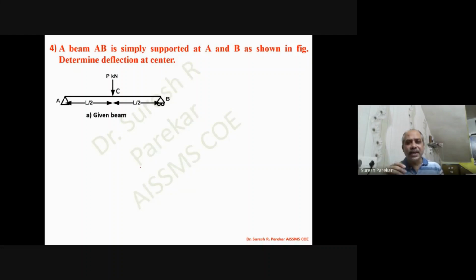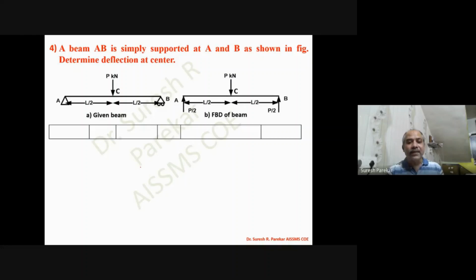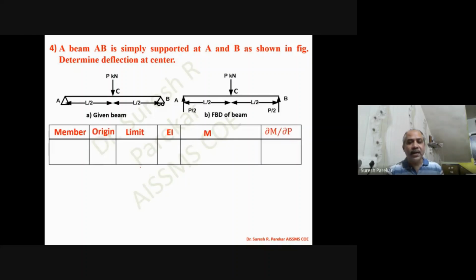So we are interested in determining the deflection at the center. You cannot find two values at a time in Castigliano's first theorem or strain energy method. You have to go for a different table. Now here we will go with P by 2, P by 2. Now we have a concentrated load which is variable at the center, so we need not apply any dummy load over there. And then we can have the table for this. So same way, no change, and then we just have to integrate.